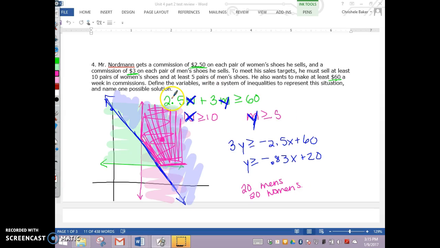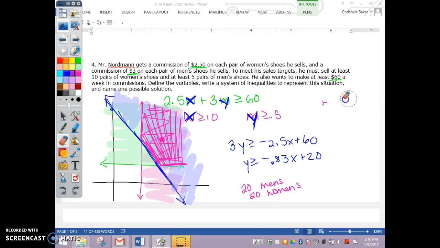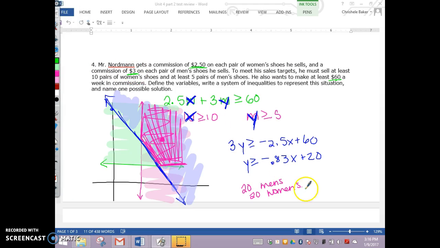So it's the women's x, right? So 2.5 times 20 would be $50, and 3 times 20 is 60. So that would definitely work. 20 and 20. Let's not be so ambitious. I wonder if the men's are harder to sell. That's why he only gets $3.